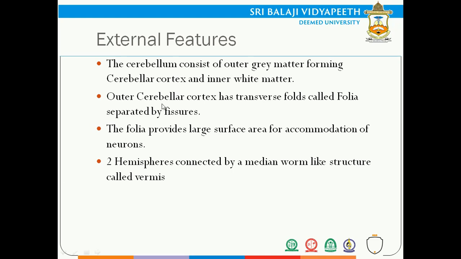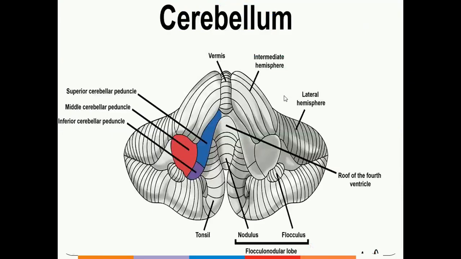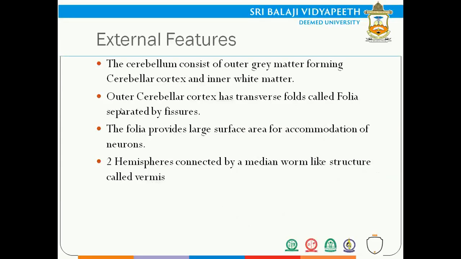The outer cerebellar cortex has transverse folds. If you look at the cerebellum in the previous diagram, you are able to see very well appreciated fissure-like structures that divide the cerebellum into smaller lobes. These are otherwise called the folia. Folia are fissures that divide the cerebellum horizontally. The purpose of the folia is to increase the surface area and to accommodate more neurons.